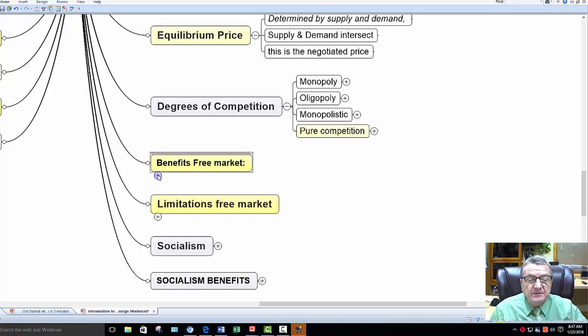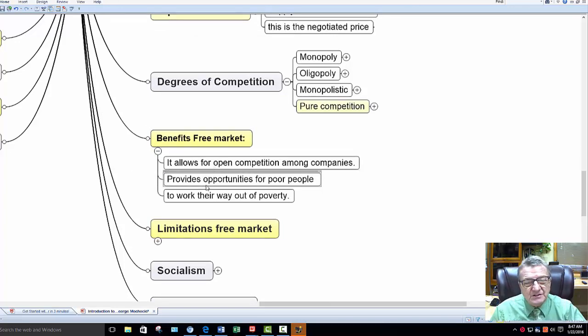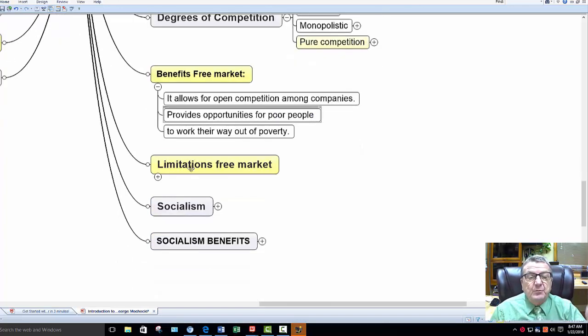Okay, so what are benefits of a free market? It allows for open competition, provides opportunities for poor people to work their way out of poverty. That's the only thing, because I could have a market. If I have a good idea, I can make it. I don't have to give it away, like when we talk about a communist country where it's more government that does the command center. It means they say what you can make, what you can't make.